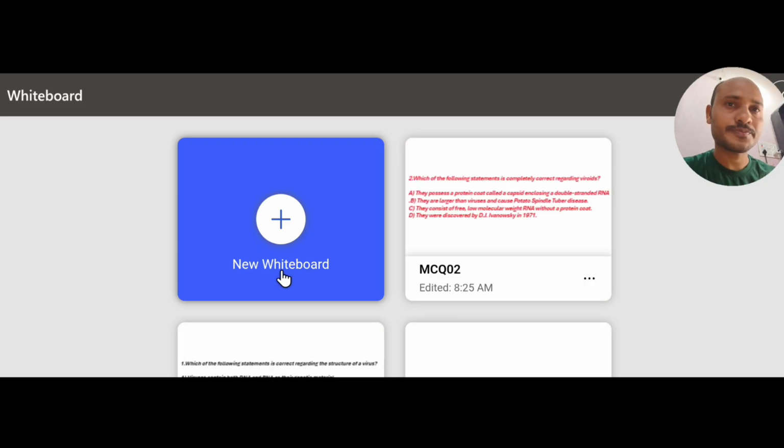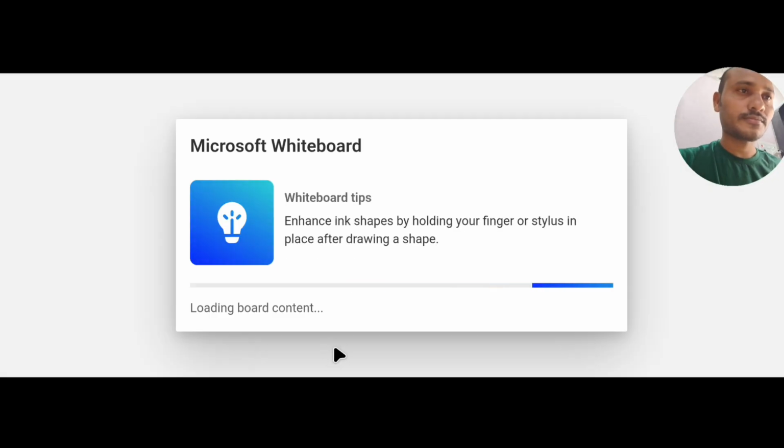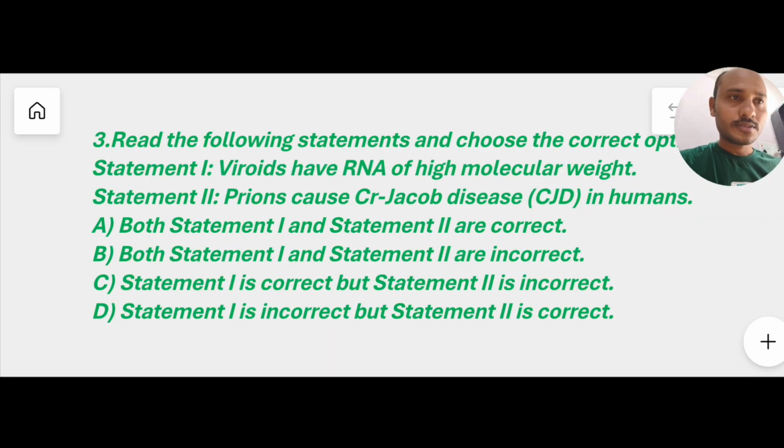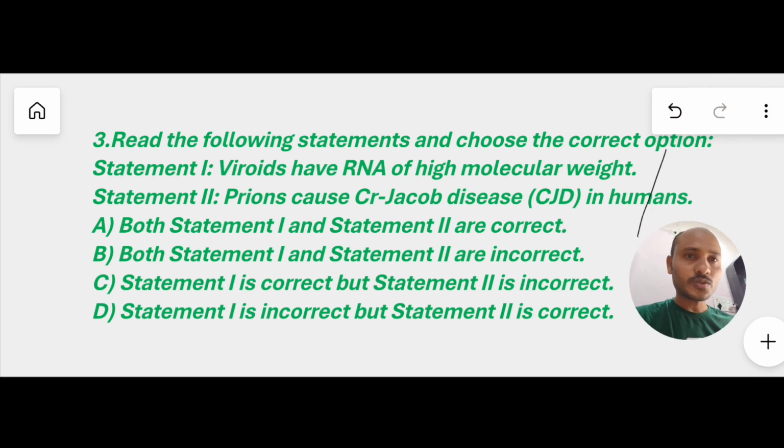One more MCQ. This is a statement type question. Read the following statements and choose the correct option. Statement 1: viroids have RNA of high molecular weight. Statement 2, about prions: prions cause Creutzfeldt-Jakob disease in humans. Read these two statements and answer it. Thank you. Have a nice day.